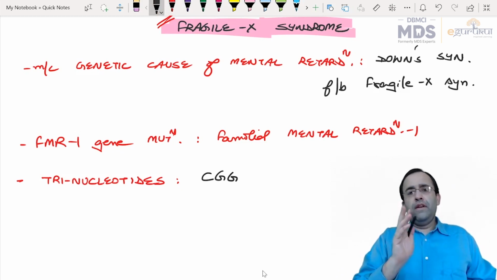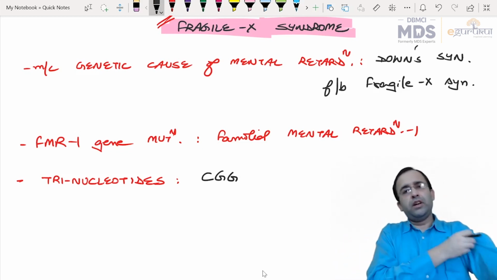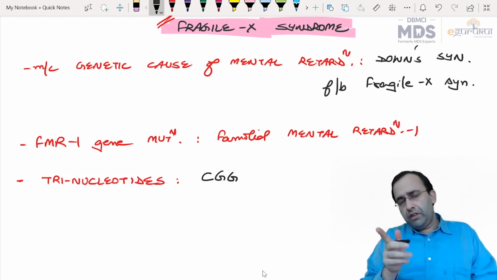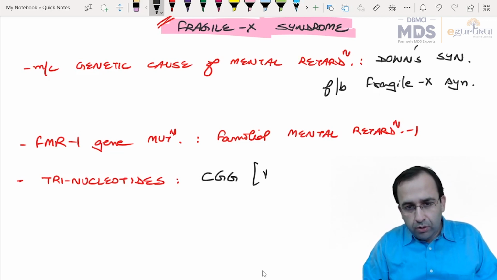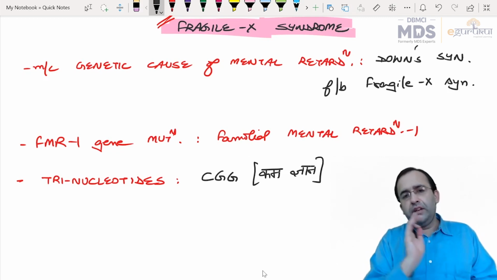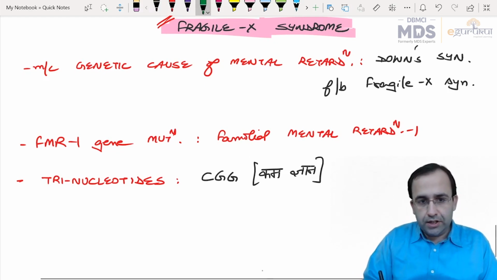Easy to remember. Look, bache, this was the second most common genetic cause of mental retardation. If the patient is mentally retarded, he has less knowledge, kam gyaan, for the Hindi speaking. Easy to remember. The trinucleotides getting repeated are CGG.